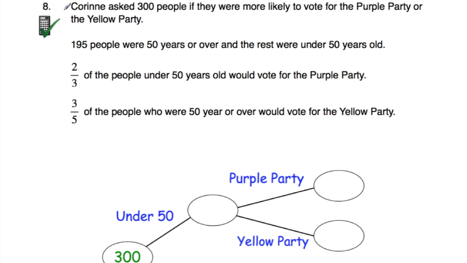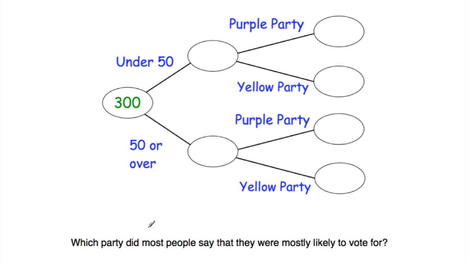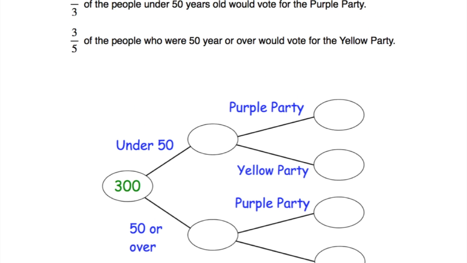Okay, question number 8 says, Corinne asks 300 people if they're more likely to vote for the purple party or the yellow party. And 195 people were 50 years or over, and the rest were under 50 years old. And 2/3 of the people under 50 said they would vote for the purple party, and 3/5 of the people that are 50 years and over would vote for the yellow party. And the question says, which party did most people say they're most likely to vote for? So let's complete our frequency tree, and that's going to help us.